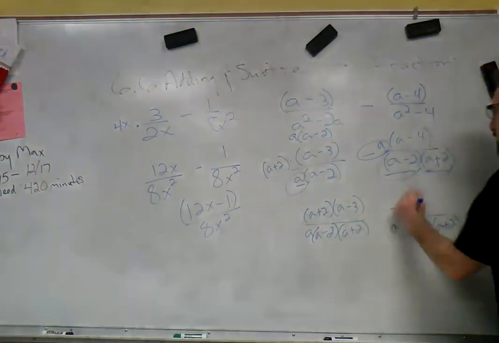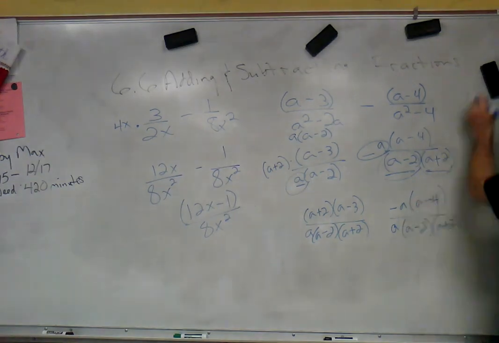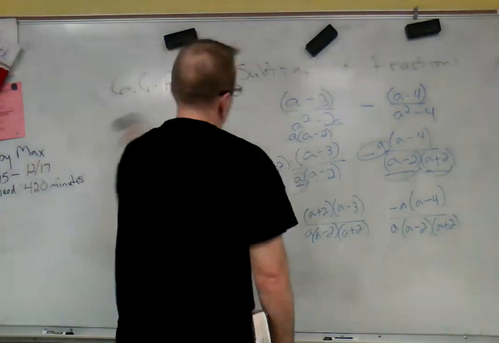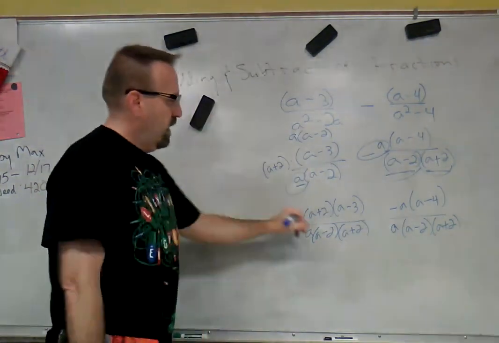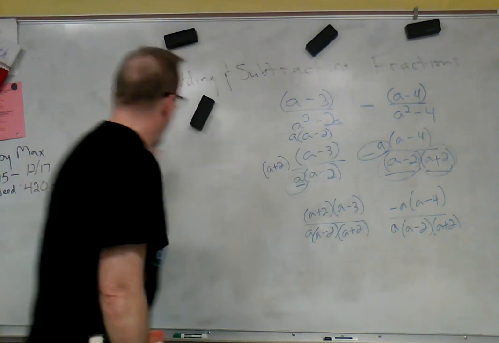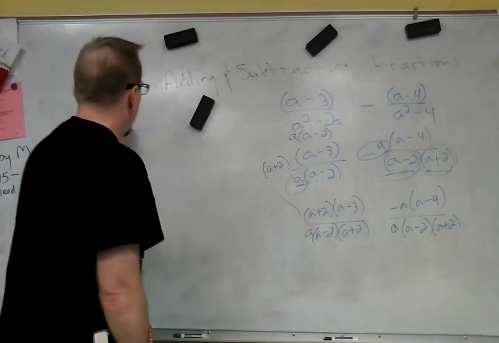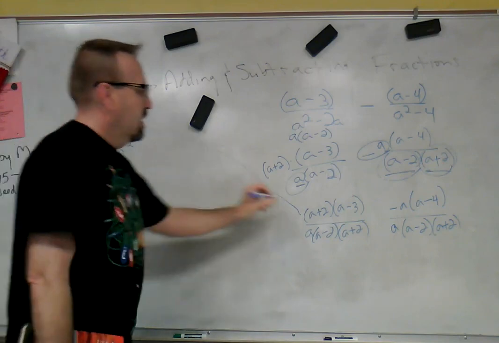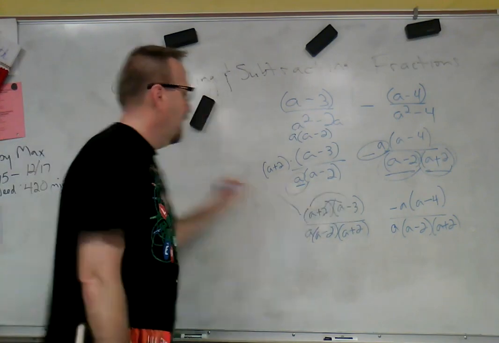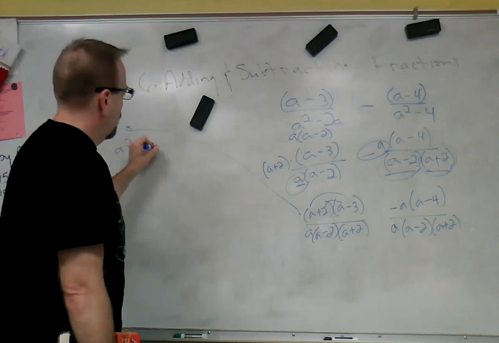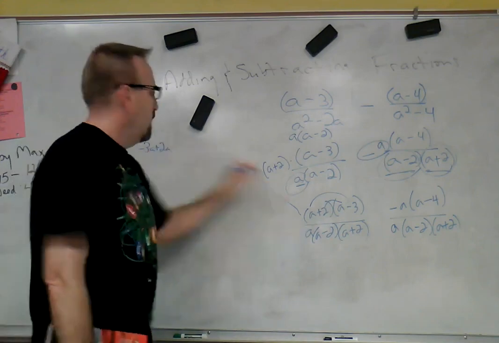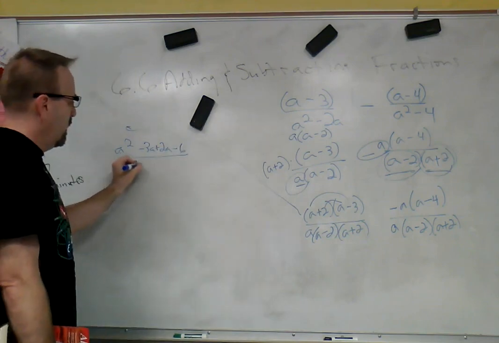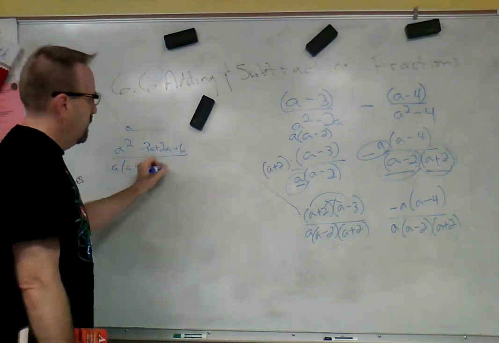And over here we have negative a minus 4. So now we're going to have to multiply. So we need to FOIL. A times a gets us a squared. I'm going to rewrite it over here. A squared. We get negative 3a plus 2a. And then negative 6. Okay, so that's all over a minus 2, a plus 2.